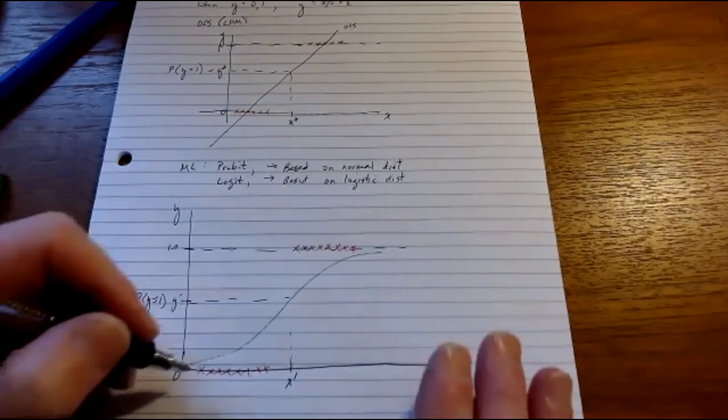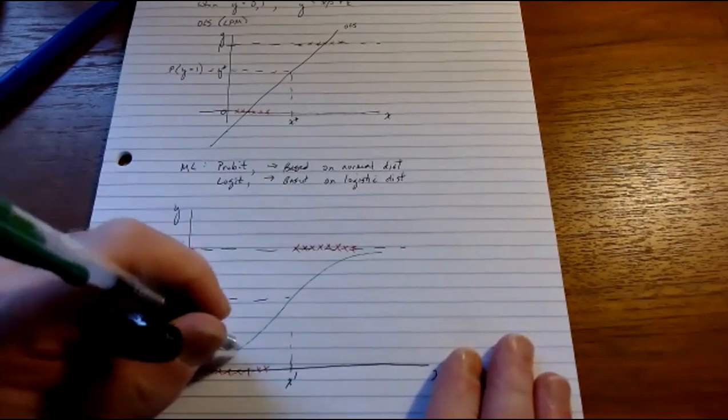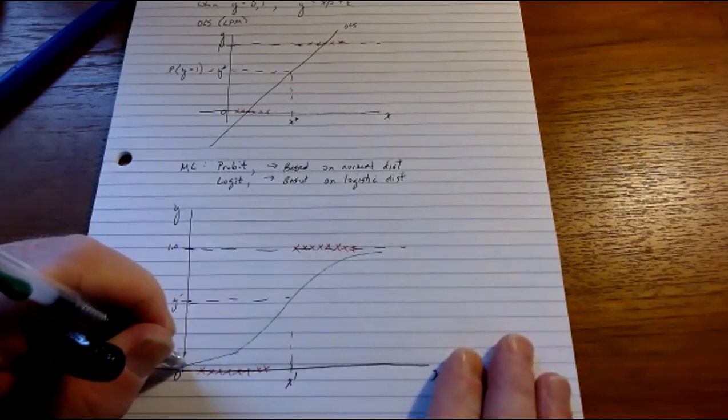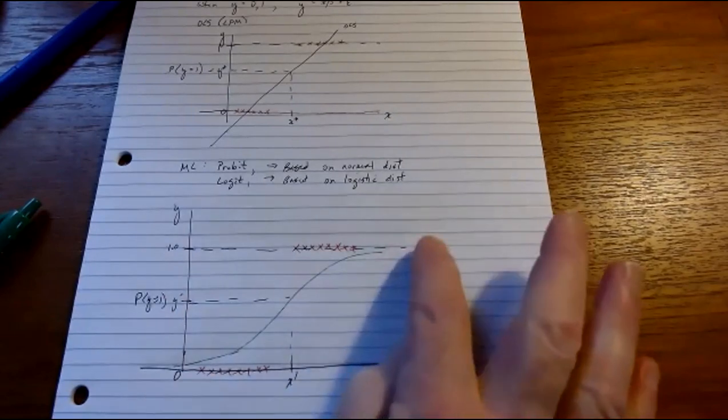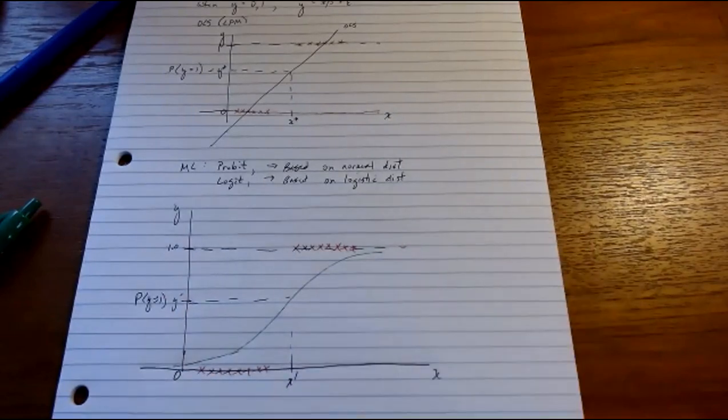But what we like about using this cumulative distribution function is that its lower bound is 0 and its upper bound is 1. And so we never get predicted probabilities outside the 0 to 1 range.